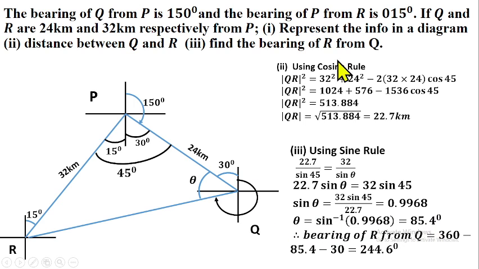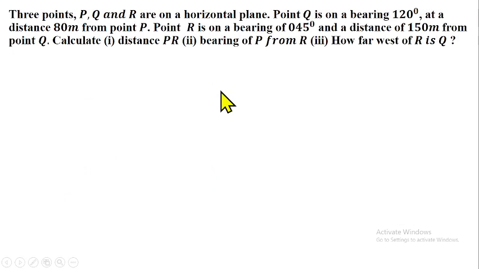Therefore, the bearing of R from Q will be 360 degrees, which is from here back to the north, minus the angle you get here, which is 85.54, minus 30 degrees. That should give us 244.6 degrees as the bearing of R from Q. All right, we are getting there.